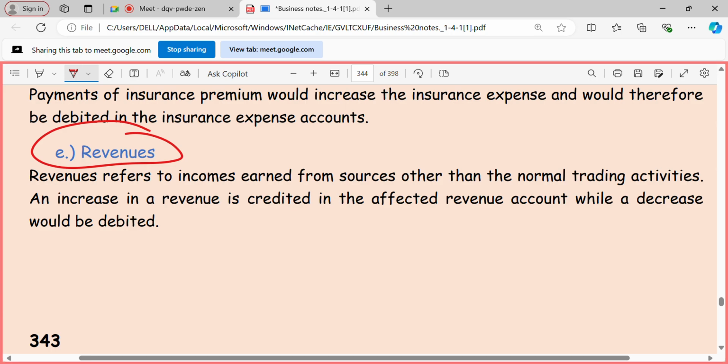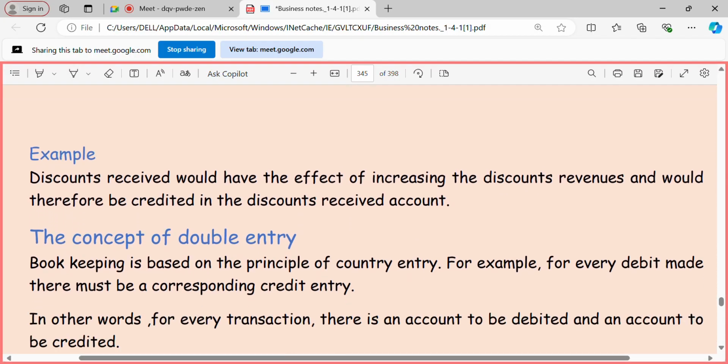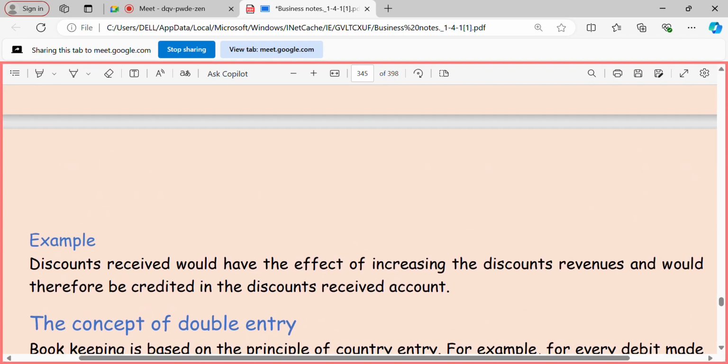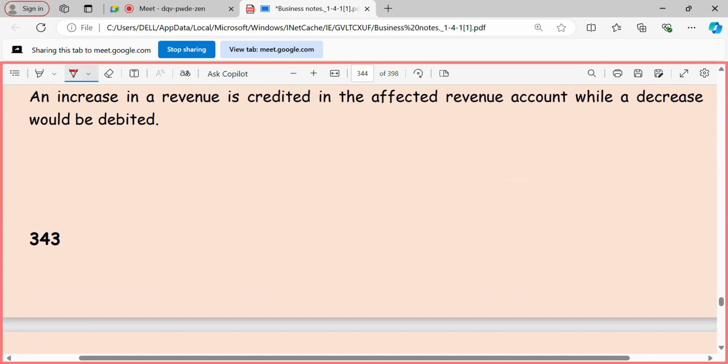So what about the revenues? An increase in a revenue is credited in the affected revenue account, while a decrease would be debited. So you need to know these rules before we start.